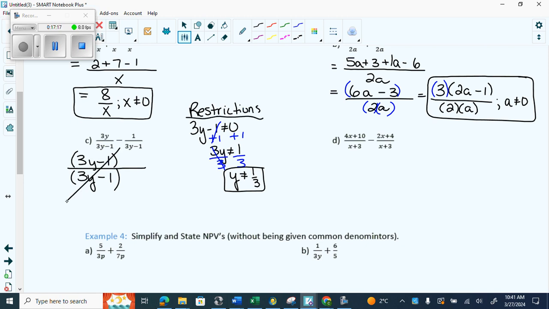Cancely, and then it's 0, obviously. Or what are these slanted lines just? Ones. They're just ones, right? So we're left with 1. Y can't equal a third.